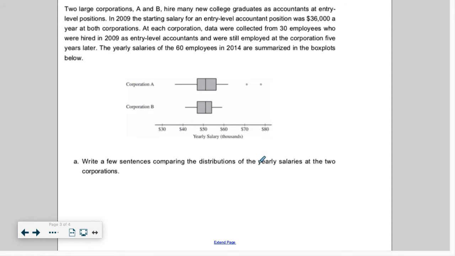So comparing the distributions of data means I need to do SOC-V for both of them, and then I need to actually compare and say, this center was greater than this center or less than, or they were similar. I need to use specific comparison words. So first let's go through SOC-V, and then we can worry about comparing them. So I'll do Corporation A on this side, and we'll do Corporation B over here.